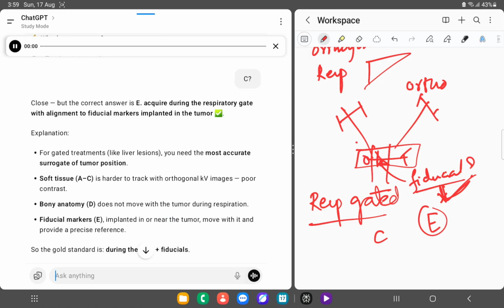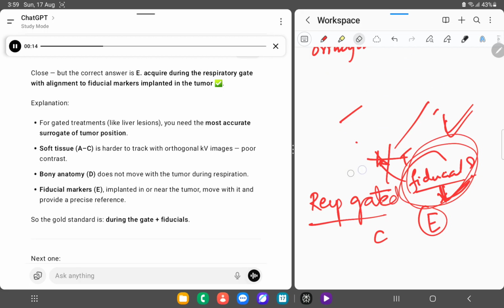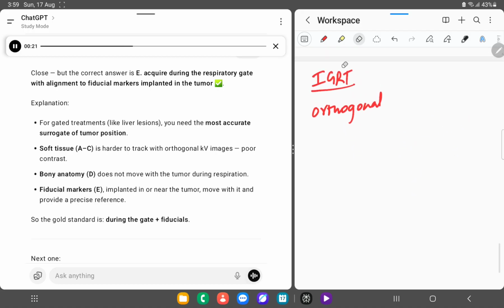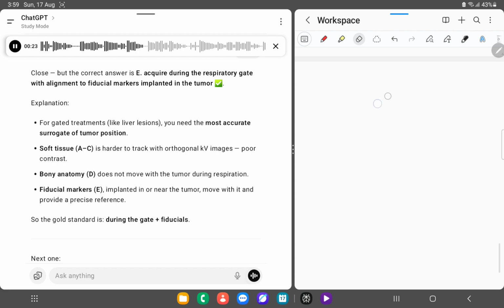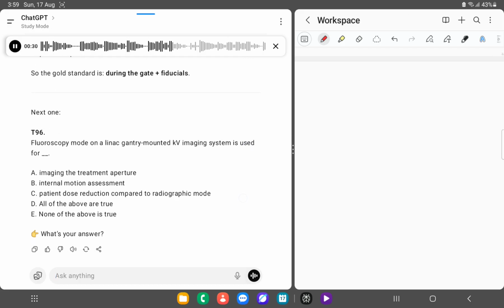Close, but the correct answer is E, acquire during the respiratory gate with alignment to fiducial markers implanted in the tumor. Explanation: for gated treatments like liver lesions, you need the most accurate surrogate of tumor position. Soft tissue, A and C, is harder to track with orthogonal kV images, poor contrast. Bony anatomy, D, does not move with the tumor during respiration. Fiducial markers, E, implanted in or near the tumor, move with it and provide a precise reference. So the gold standard is during the gate plus fiducials.